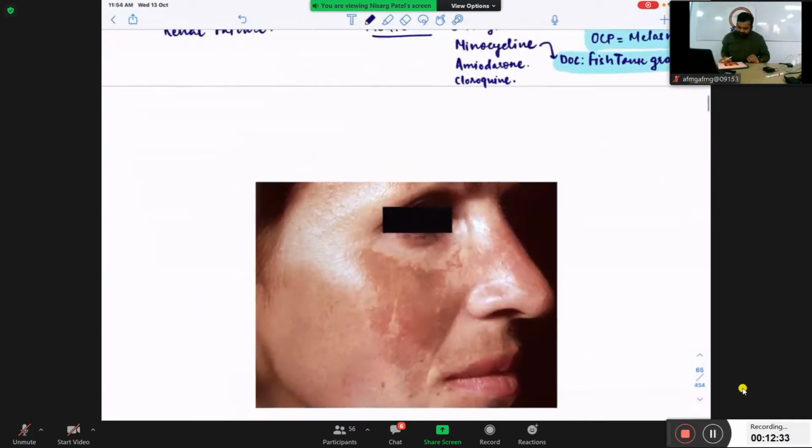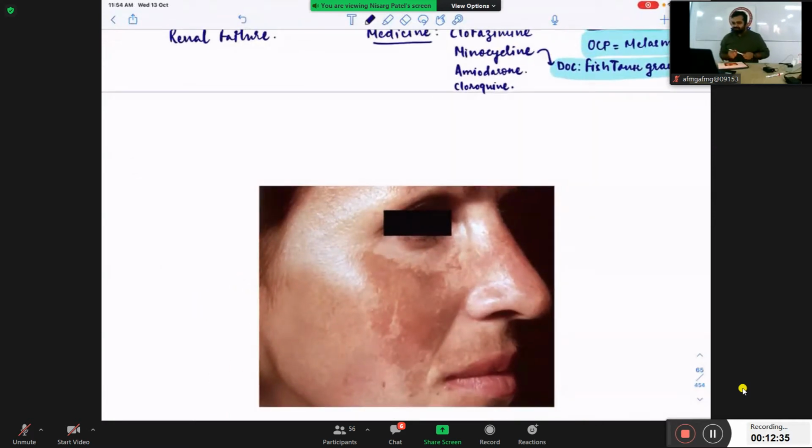See this image. This image-based question was asked: what is this disease? This patient was on oral contraceptive pills. So what is this? This is melasma. If I change that, and say that this patient is pregnant and developed this darkness, here it is chloasma. So melasma or chloasma is the same thing.